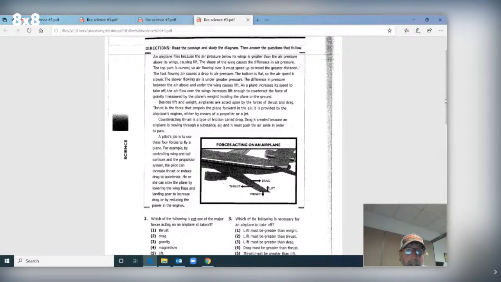So we're going to go back and look at the first one up above that. An airplane flies because the air pressure below its wings is greater than the pressure above its wings, causing lift. Okay, so there's lift, number 5. We know that lift is also basically a force, so we're going to cross off lift. So we're down just to gravity and magnetism. Do we see either one of those in the opening paragraph? So we know we can cross that out and find the correct answer. Let's see.